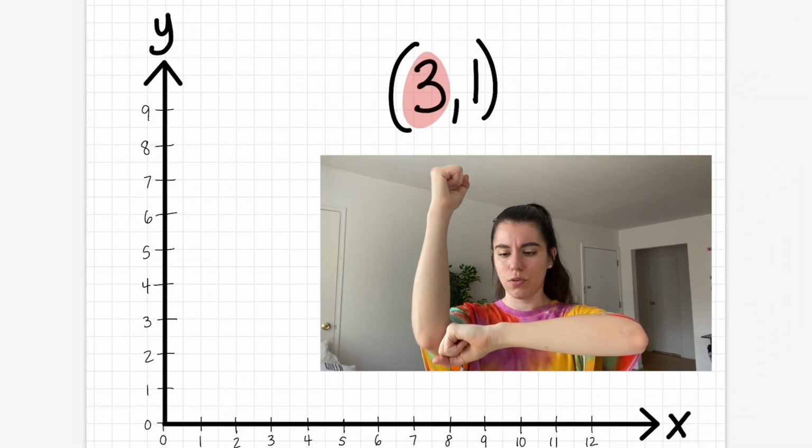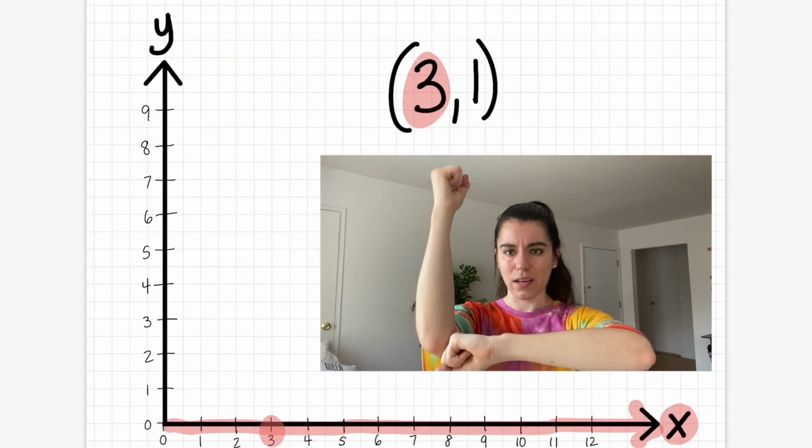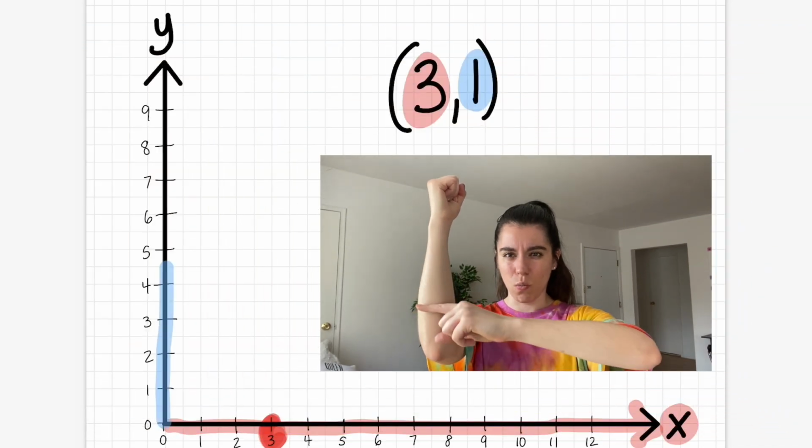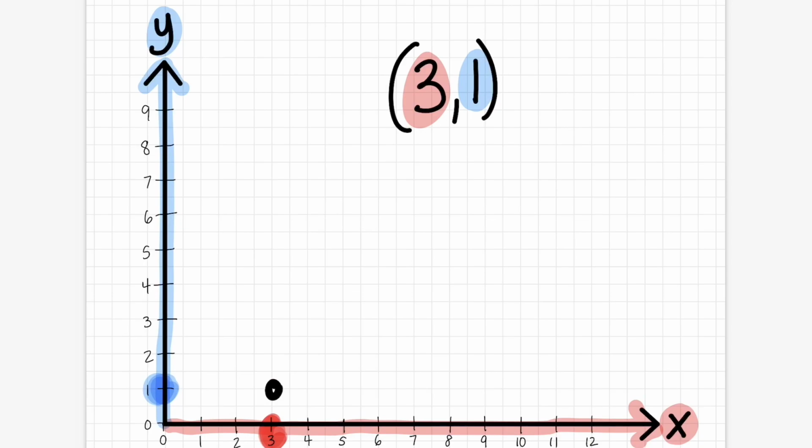So let's say I wanted to plot the point 3, 1. I would have to go to 3 on the x-axis, and I'd have to go to 1 on the y-axis. So it would be here? Correct. We will have plenty of time to review that again and again throughout this lesson.